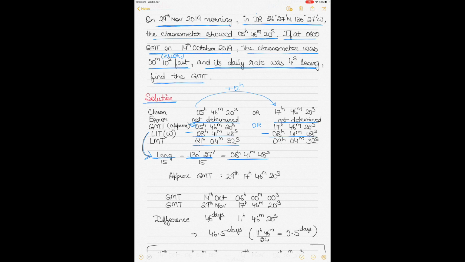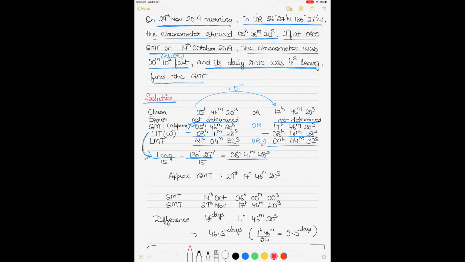So in this case it is 21:04:32 local mean time on my ship, and then in this case it's 9 hours 4 minutes 32 seconds. Again, that's another scenario of local mean time. So how do I know which is the correct time on my ship? Well, the question itself says that it's 29th of November and it's morning. So out of the 2 LMT, I know that the morning time is 9 hours.